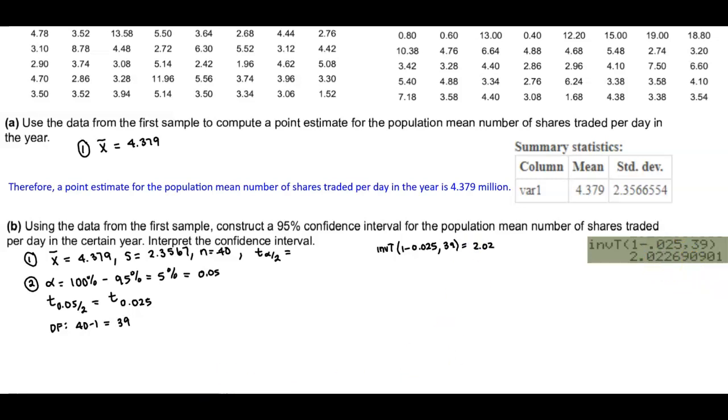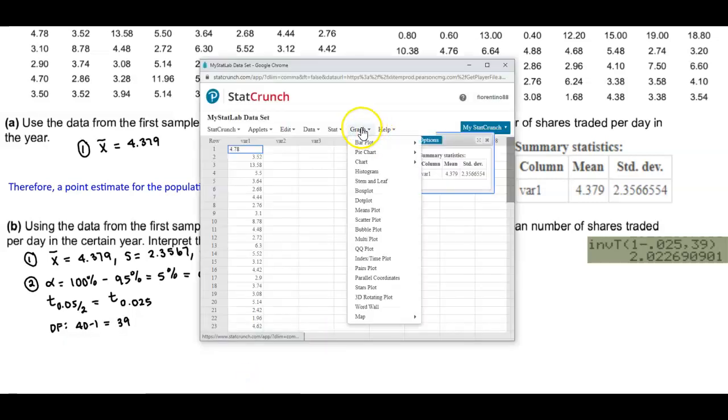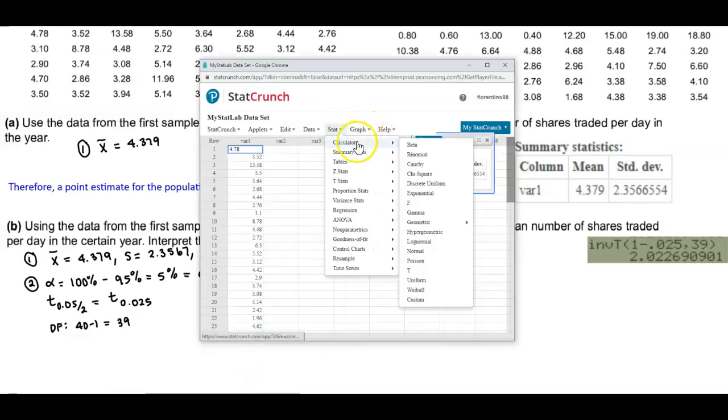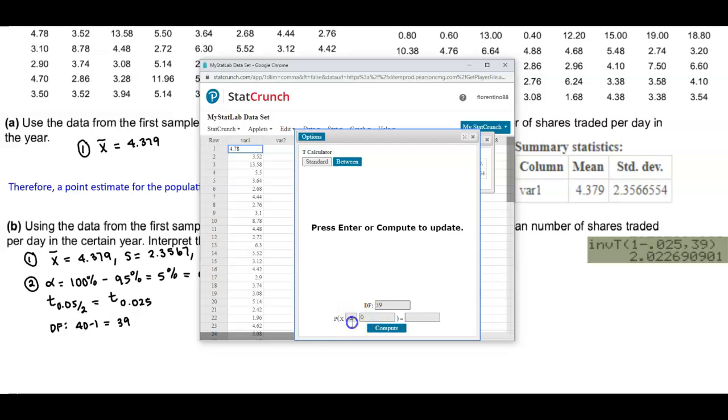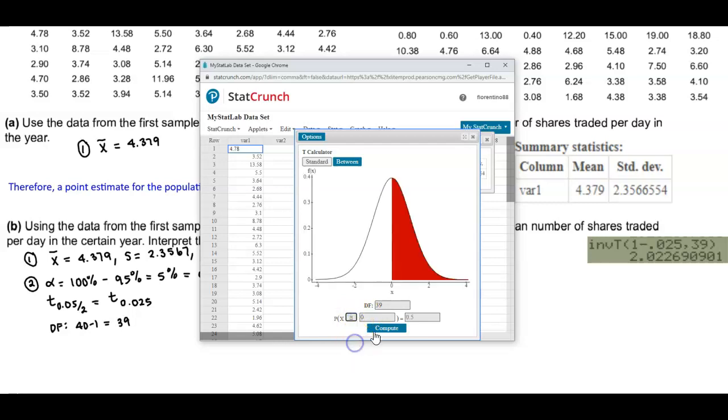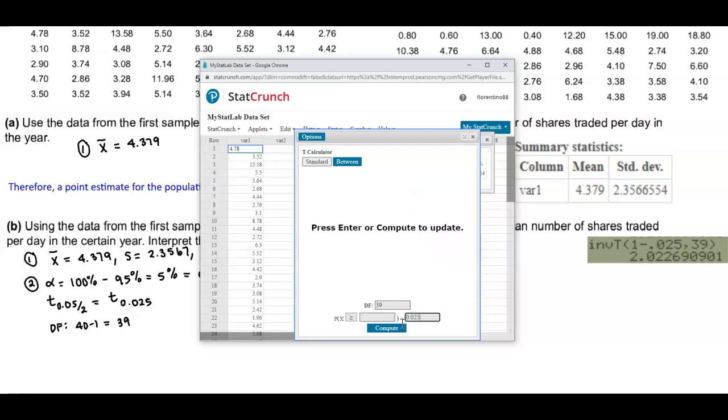If we want to do that in StatCrunch, we would go to Calculators, and then go to T. Then we put in the degrees of freedom, which is 39. We want the area greater than 0.025 so that we can compute what that critical value is.